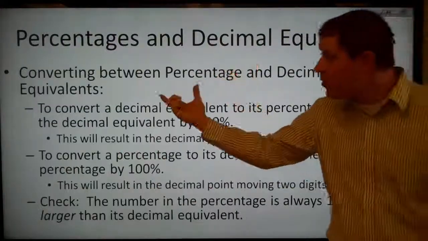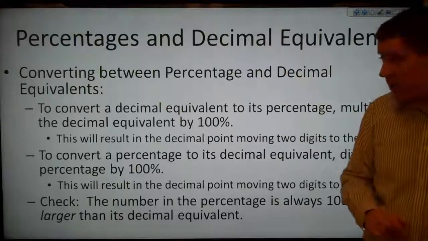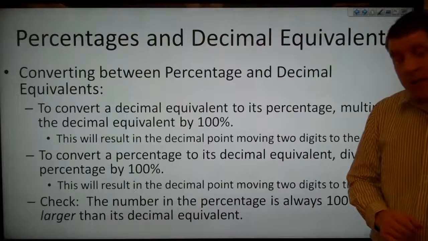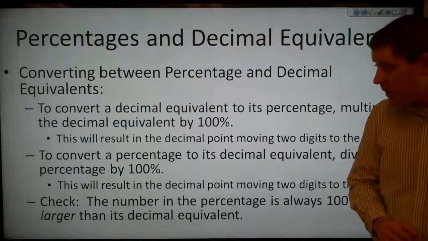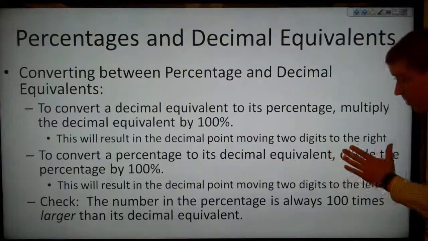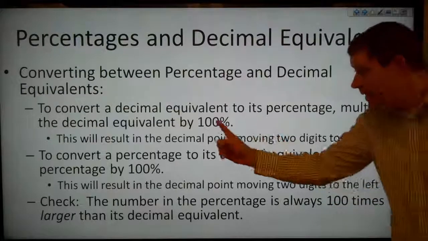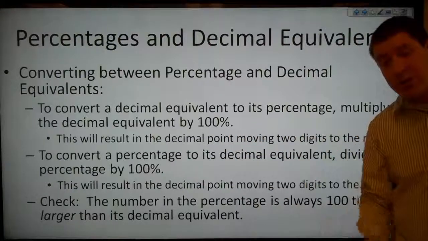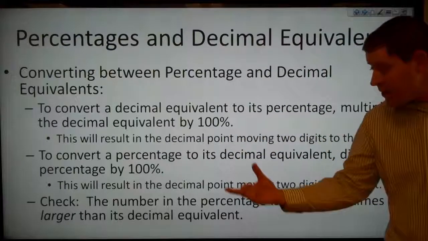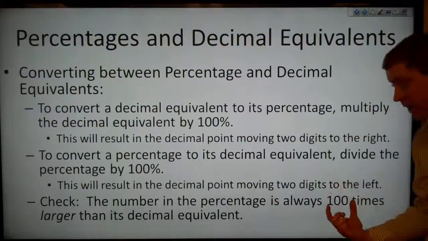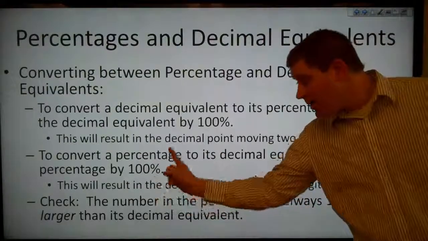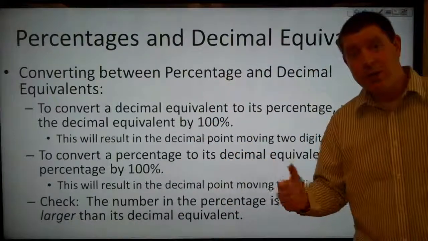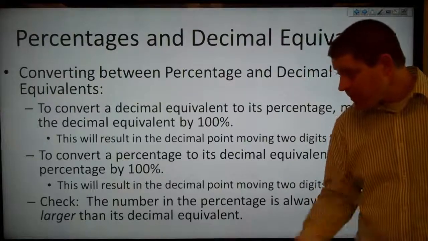So now let's look at how to convert between percentage and decimal equivalents. To convert a decimal equivalent to its percentage, we simply multiply the decimal equivalent by 100%. This will result in the decimal point moving 2 digits to the right, and we have to include that percent sign. To convert a percentage to its decimal equivalent, we divide that percentage by 100%. This will result in the decimal point moving 2 digits to the left, but we also now have percent divided by percent, so the units, the percent, will cancel, and the percent goes away.